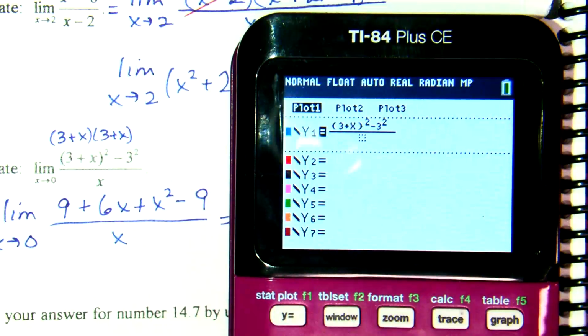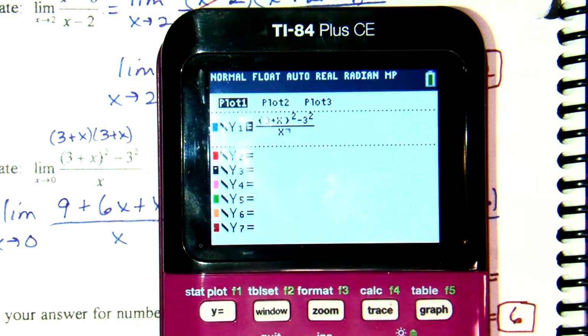Okay, example 8 says to check your answer for number 7 by using your calculator. So I'm graphing it. Go back to Zoom 6. Again, ignore my stat plot dots. Okay, how does this work? How do we check it?